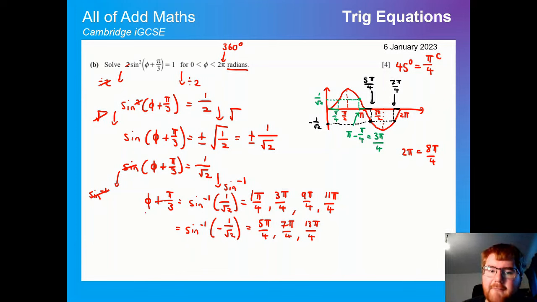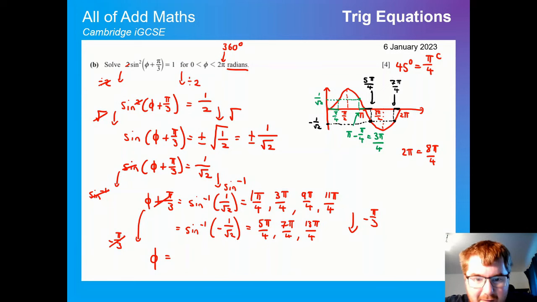Now we want to work out phi itself. So what's the opposite of adding pi over 3? Well, we're going to minus pi over 3 on both sides. This cancels, leaving us with phi, which is what we're looking for. And now we have the fun job of minusing pi over 3 from each of these answers. But once we've done the first couple, you can probably see the pattern.